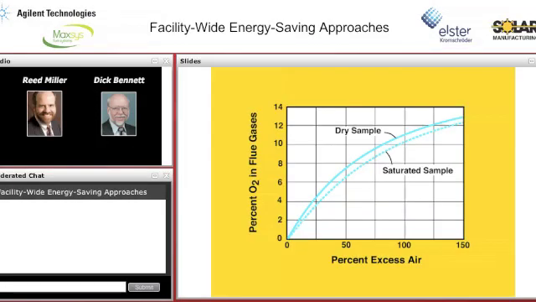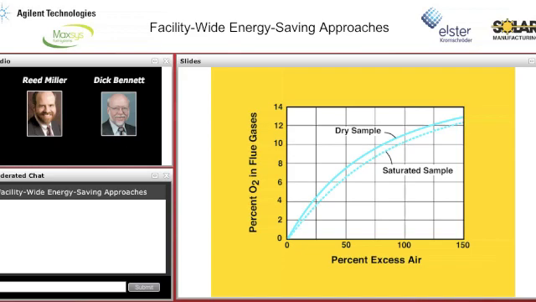This is an enlargement of the excess air curve, the oxygen curve, and you can see there are actually two curves here. One is a dry sample, which is typical of the portable flue gas analyzers that most people use to set up furnaces. The sample has actually had all the water extracted from it before it goes to the analyzer. There are a number of reasons for that. One is to protect the analyzer from damage.